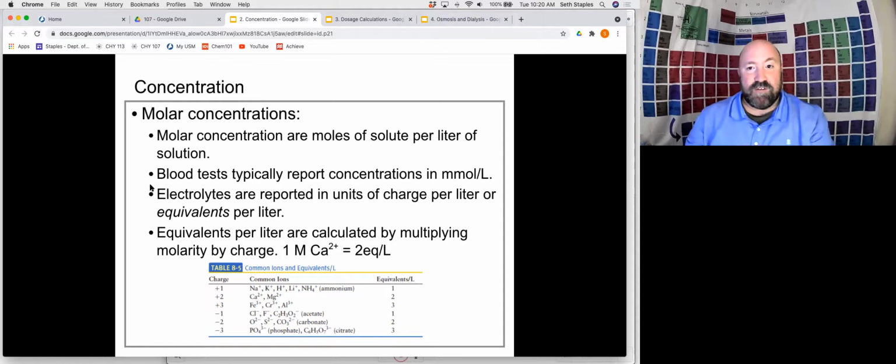Quite often blood tests report in millimoles per liter, so we'd have to have an idea of what that is. Electrolytes are actually reported in terms of units of charge. One of the whole ideas of electrolytes is getting those charged species in there. So it's not only important to know how much of the actual ion is in there, but also how much charge that delivers. To find equivalents per liter, we multiply our molarity by the charge. Let's work through an example of that here.